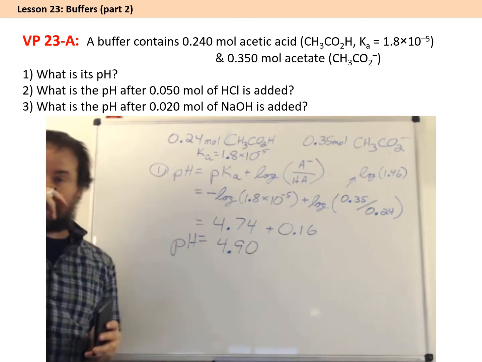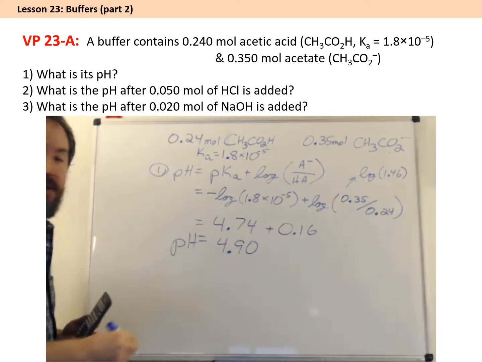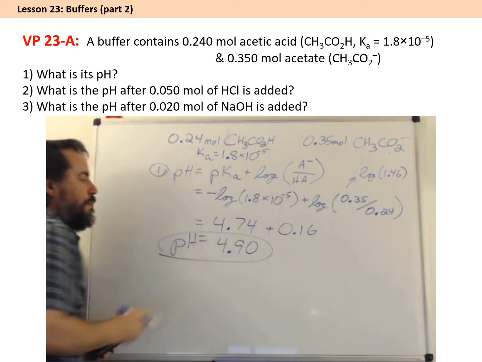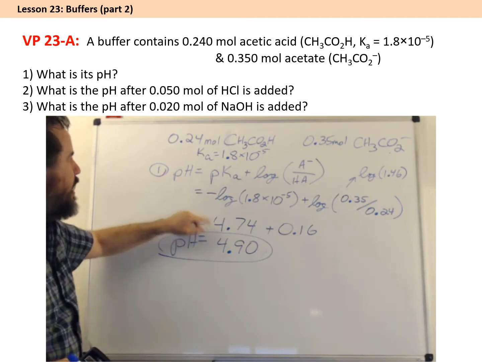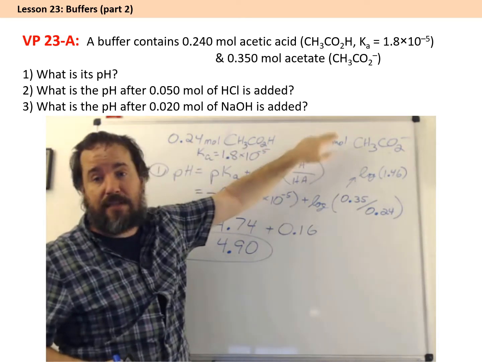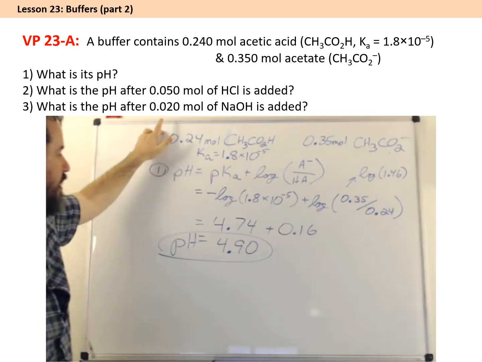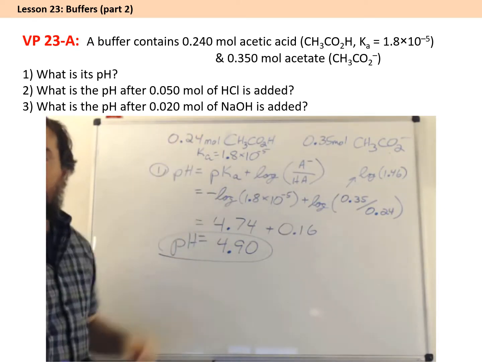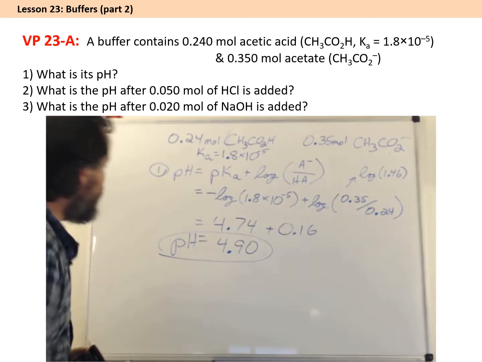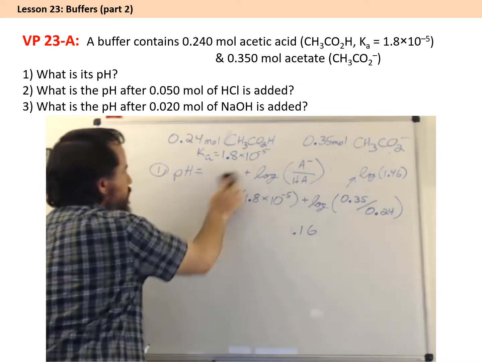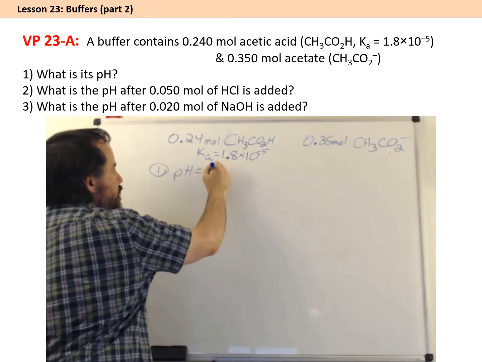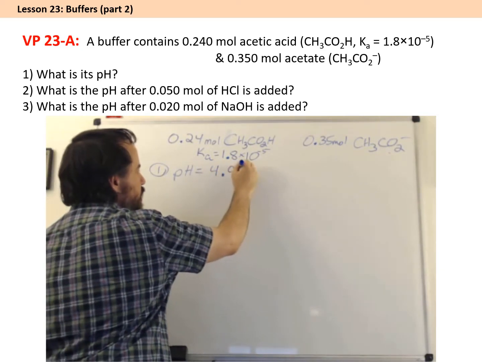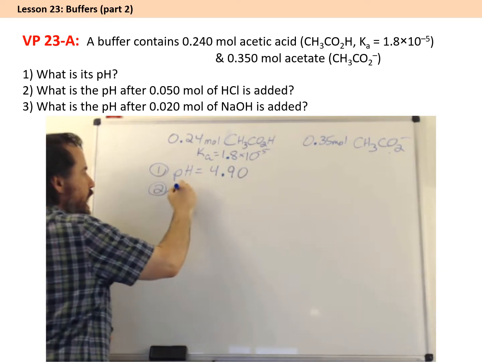It doesn't have units because pH never has units. So this is my starting pH. It makes sense that it's bigger than the pKa because notice I have more base. If I have more base than acid, then I'm going to have something that's more basic. So my pH at the very beginning is 4.90. We're going to come back and use Henderson-Hasselbalch in problems 2 and 3.